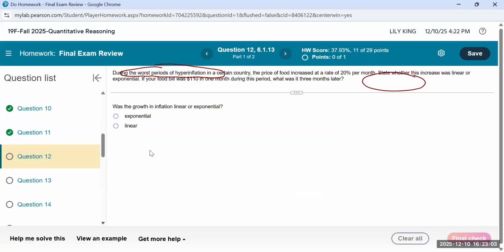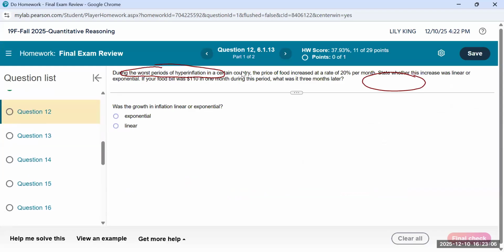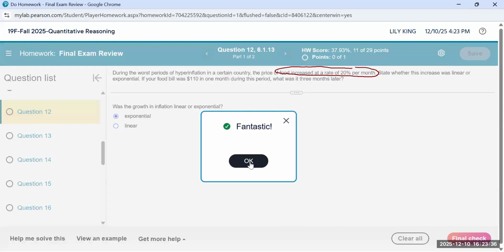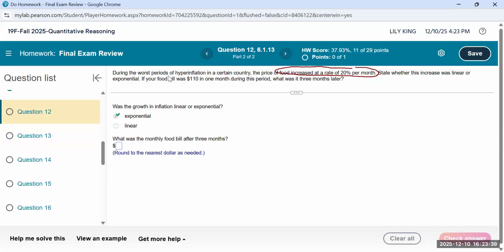Question 12. So was the growth in inflation linear or exponential? Now, if the change is a percent, all right, then you have an exponential. All right, here we are increasing at a rate of 20% per month. So this makes this an exponential model. And to be more specific, this is an exponential growth model because of the increase.